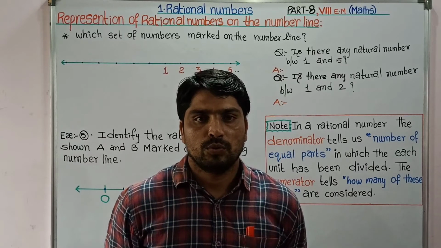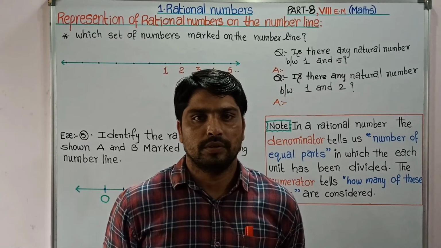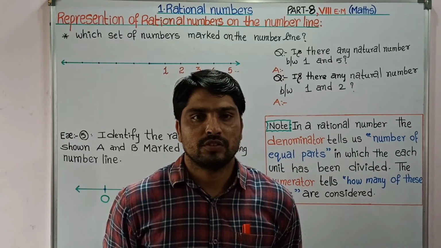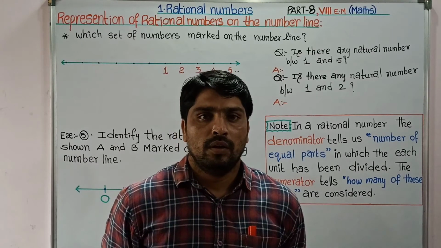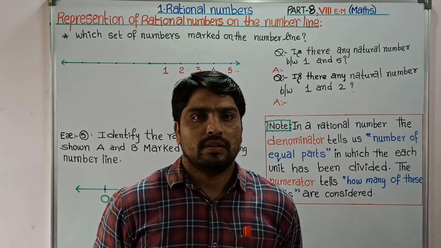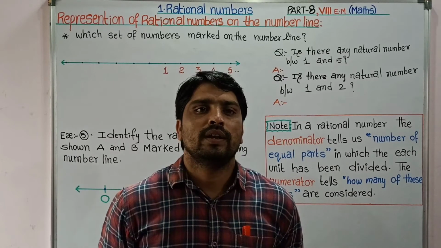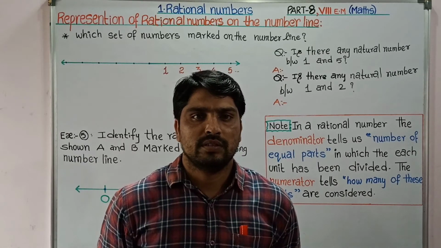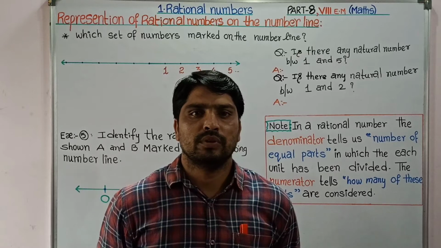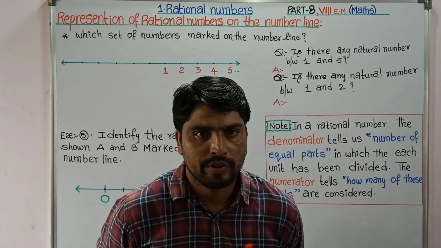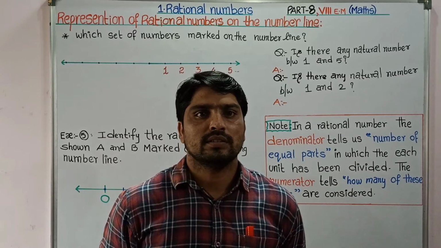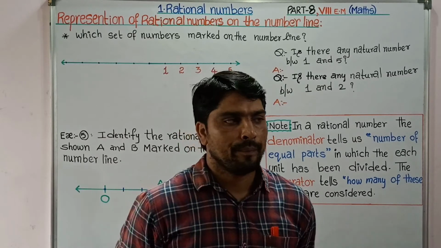Today we are going to look at part 8 of rational numbers, which is about the representation of rational numbers on the number line. In previous year classes, in 6th and 7th, we learned how to represent natural numbers, whole numbers, and integers on the number line. Now in part 8 of rational numbers, let us recall them.